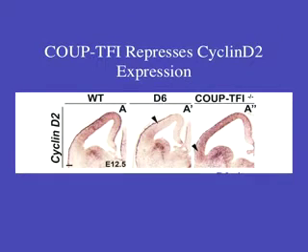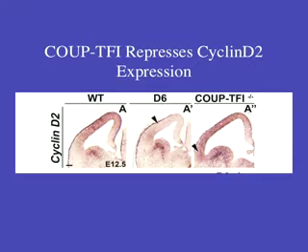So then Andrea looked to see whether increasing COUP-TFI changes the level of expression of an important regulator of the cell cycle, a gene called cyclin D2, which is expressed in a gradient as well, and most high in this middle region of the cortex. And indeed, in the region where COUP-TFI is overexpressed, there's a very strong suppression of cyclin D2 expression.